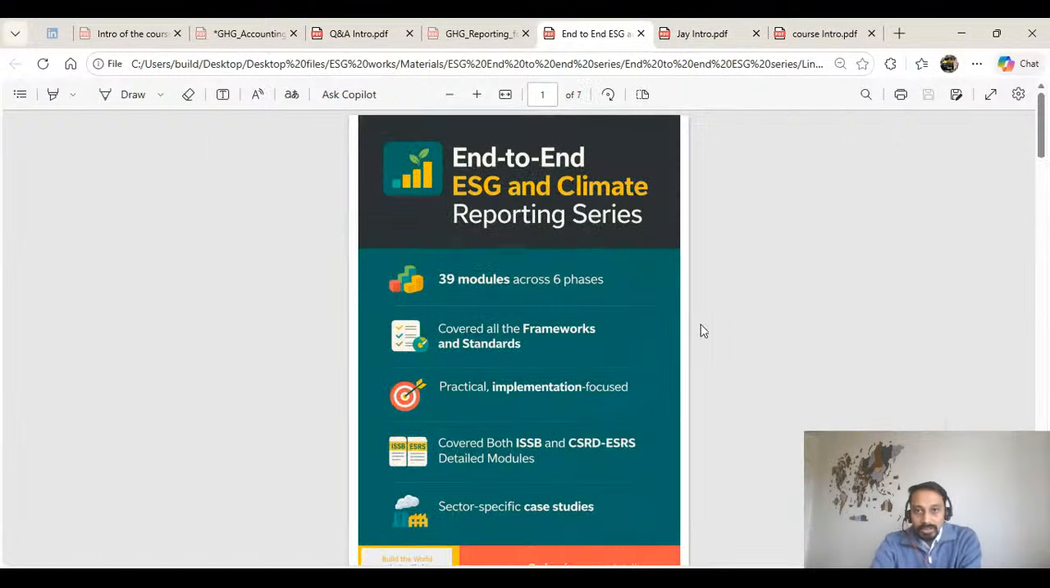Before we jump into today's session on GHG emission calculation of scope 1 and scope 2, I just wanted to make sure that today's module fits into the bigger picture. This is part of a complete end-to-end ESG climate reporting journey, not a standalone class for any kind of GHG emission calculation. This series is designed as 39 modules across 6 phases, covering everything from foundations all the way through to implementations and ESG reporting roadmaps.